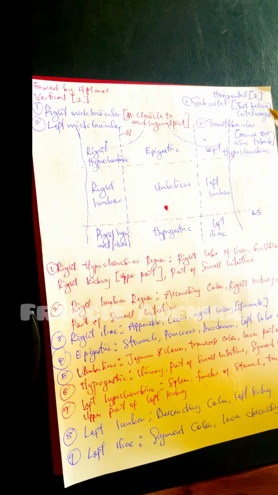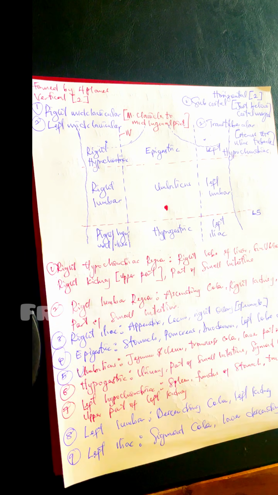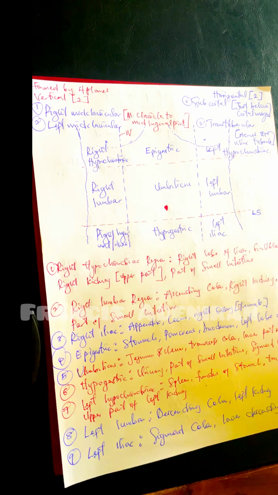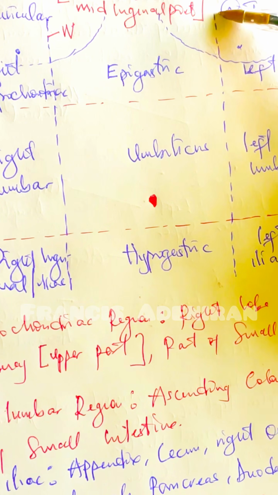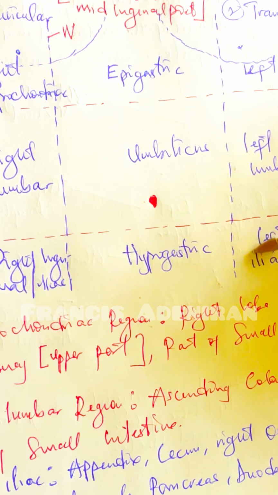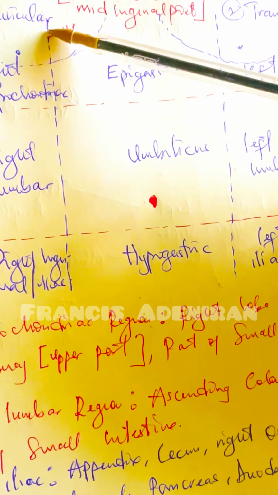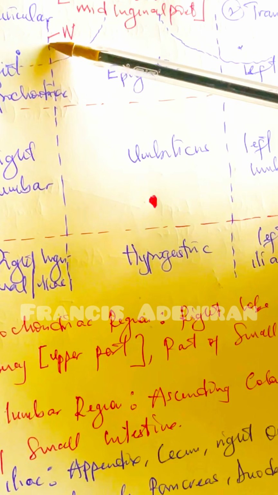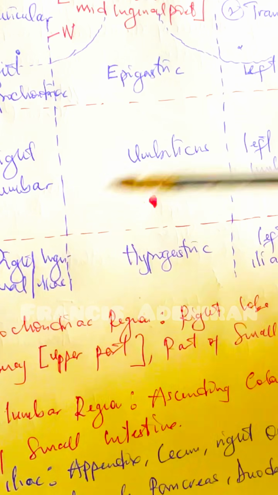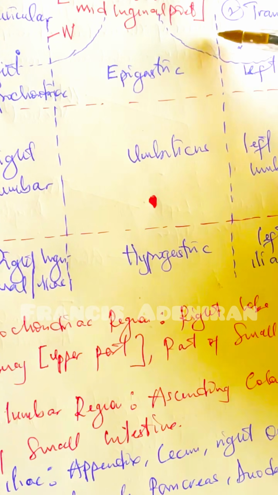Now, the first vertical plane is the right mid-clavicular and the left mid-clavicular. So here is the right mid-clavicular and here is the left mid-clavicular. This line is drawn from the mid-clavicular point, the midpoint of the clavicle around here, to the mid-inguinal point, right and left.